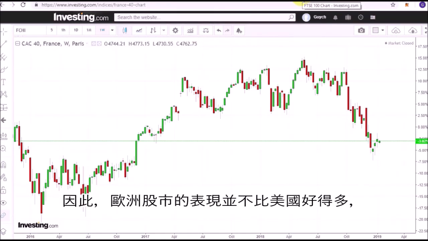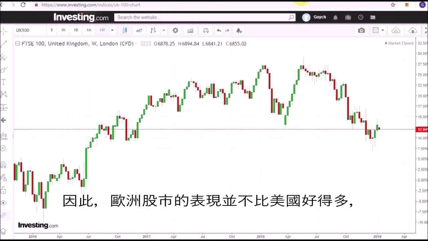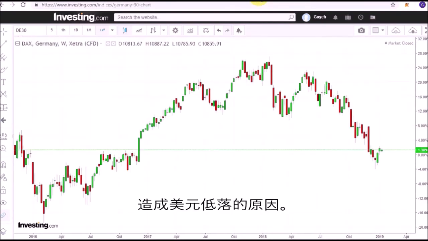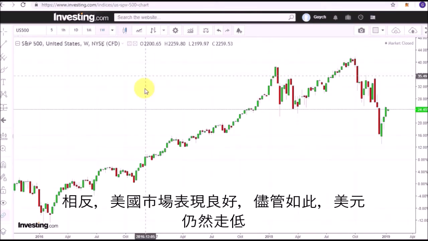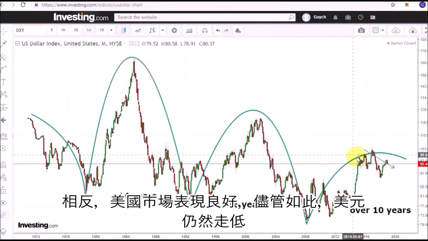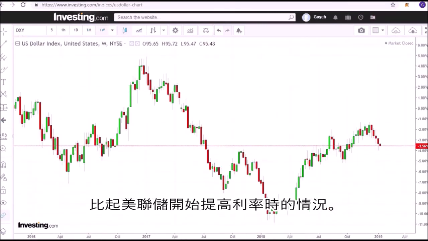So it's not like the performance of stock indices in Europe is much better than in the US, contributing to this dollar weakness. Not at all. On the contrary, the US market is doing well, and despite all of that, the US dollar is still lower than it was when the Fed funds rate started to increase.